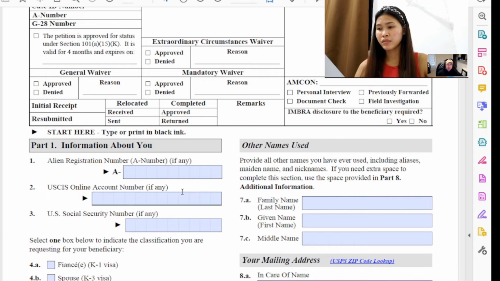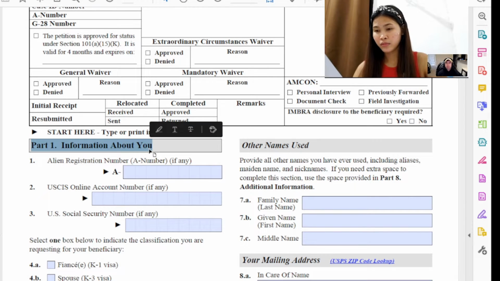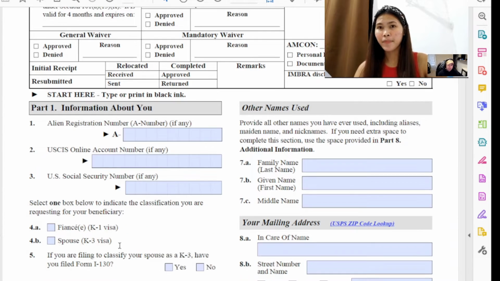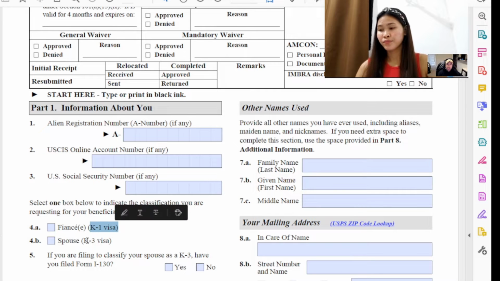Basically, Part 1 is going to be for the petitioner, for me to put my information in there. You're going to have to select one of these boxes here that indicates the classification that you're requesting for your beneficiary. Are you already married, which would be a spouse, or are you requesting to get married, which is a fiance visa, okay? So the K1 and K3 processes are both different. We are speaking on the K1 visa for a fiance.